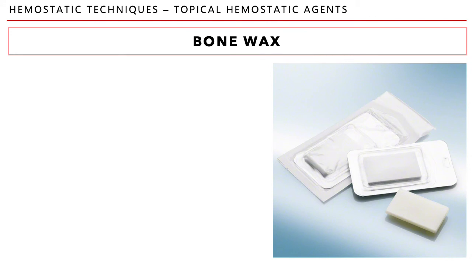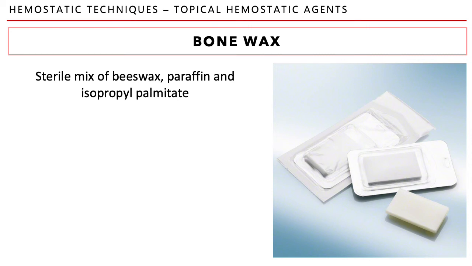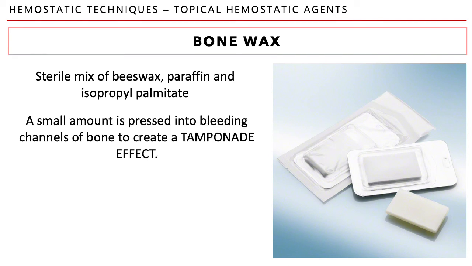So, number one for topical hemostatic agents would be bone wax. Okay? This is a sterile mix of beeswax, paraffin, isopropyl palmitate. And how does it control bleeding? It usually is controlling bleeding through what we call tamponade effect. Okay? A small amount of this wax is pressed into like bleeding channels of bone. This is usually used in spinal surgeries. Okay? Wherein you are removing a part of the bone or a part of the vertebrae to get access into the spinal cord, and you expect a lot of bleeding to happen there.